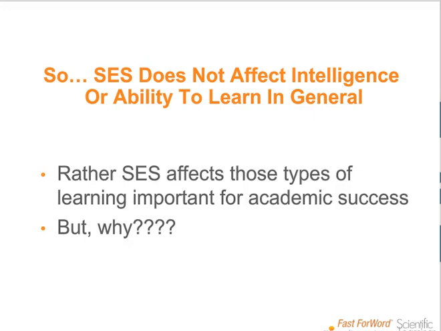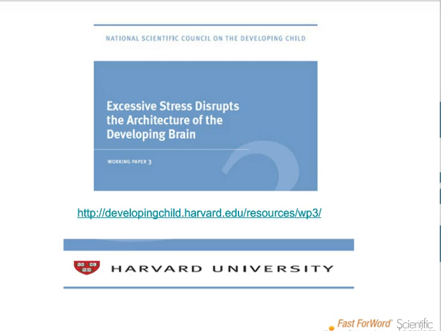So socioeconomic class doesn't affect intelligence or ability to learn in general. Rather, it affects those kinds of learning important for academic success. Now let's ask ourselves why. Why would this be the case? Why would poverty affect just these parts of the brain so important for learning?